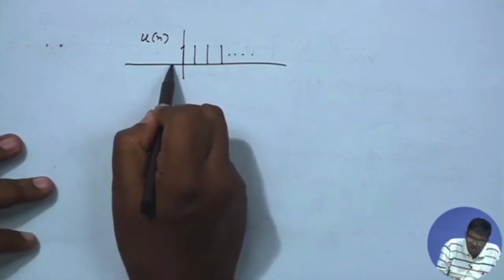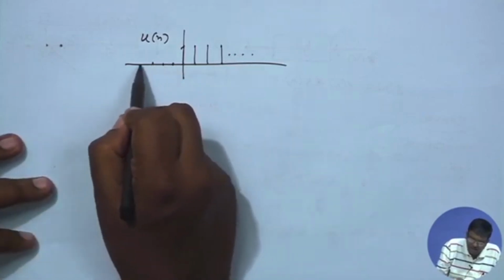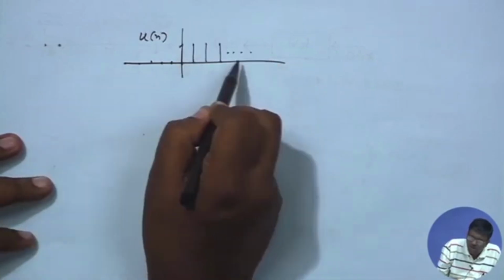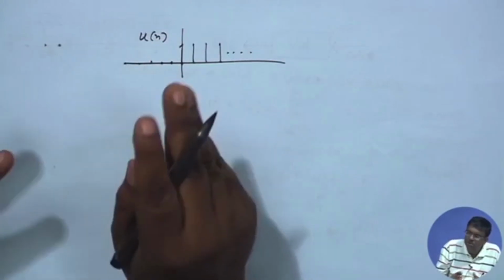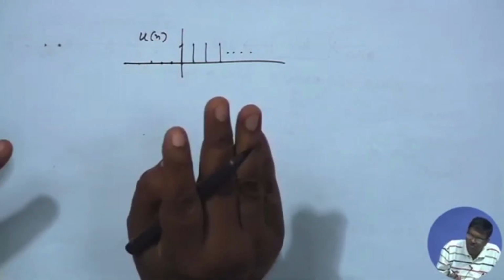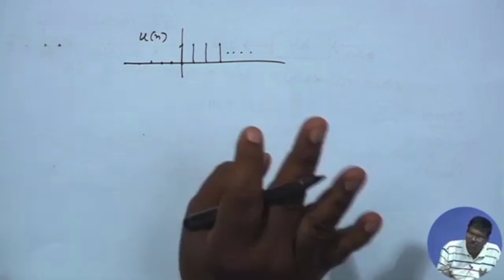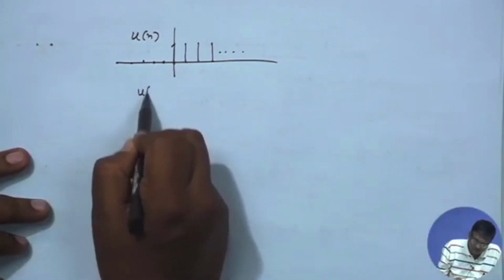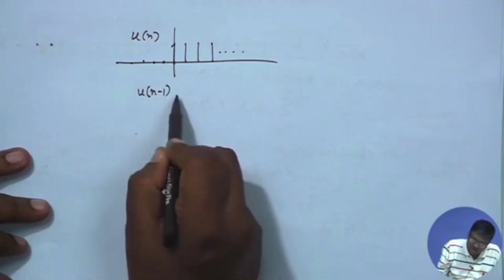The unit step u[n] is causal because for n less than 0 all values are 0, and for n equal to 0 and onwards it is 1. So, if u[n] is the unit sample response of a linear shift invariant system, I am happy, that system will be causal. Okay. How about u[n minus 1]?